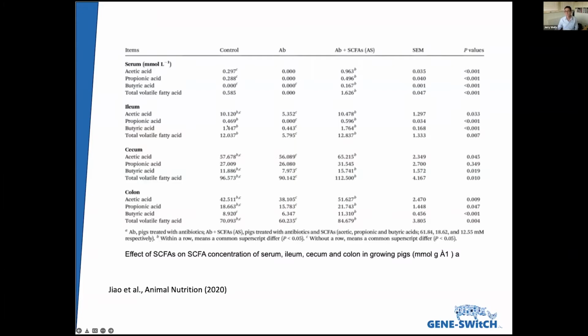There's much less short chain fatty acids in the ileum, and notably some of these, like butyric acid and propionic acid, are very low. So it's mostly acetate produced by those facultative aerobes that are involved in the fermentation and in competition with the host for carbohydrates there.